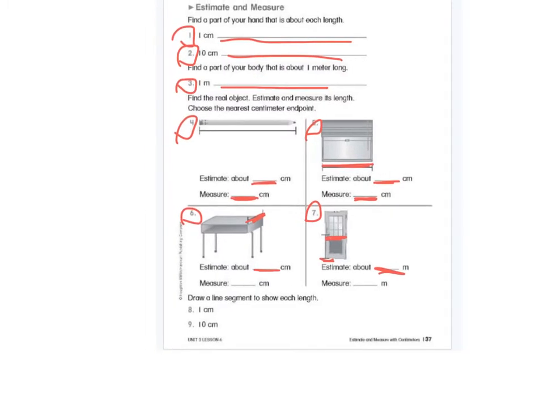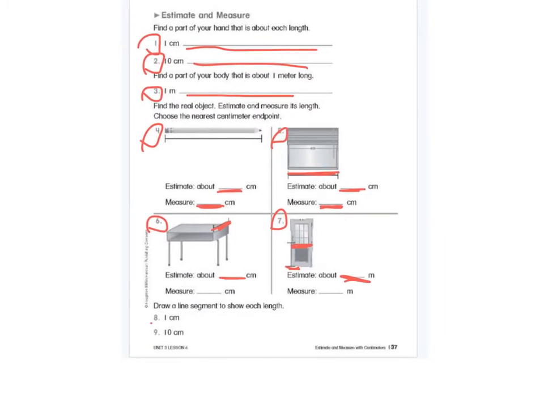Then for number 8 and 9, they want you to use your meter strip to draw a line segment that is 1 centimeter long, and then a line segment that's 10 centimeters long. And you're going to do that over here next to your numbers.